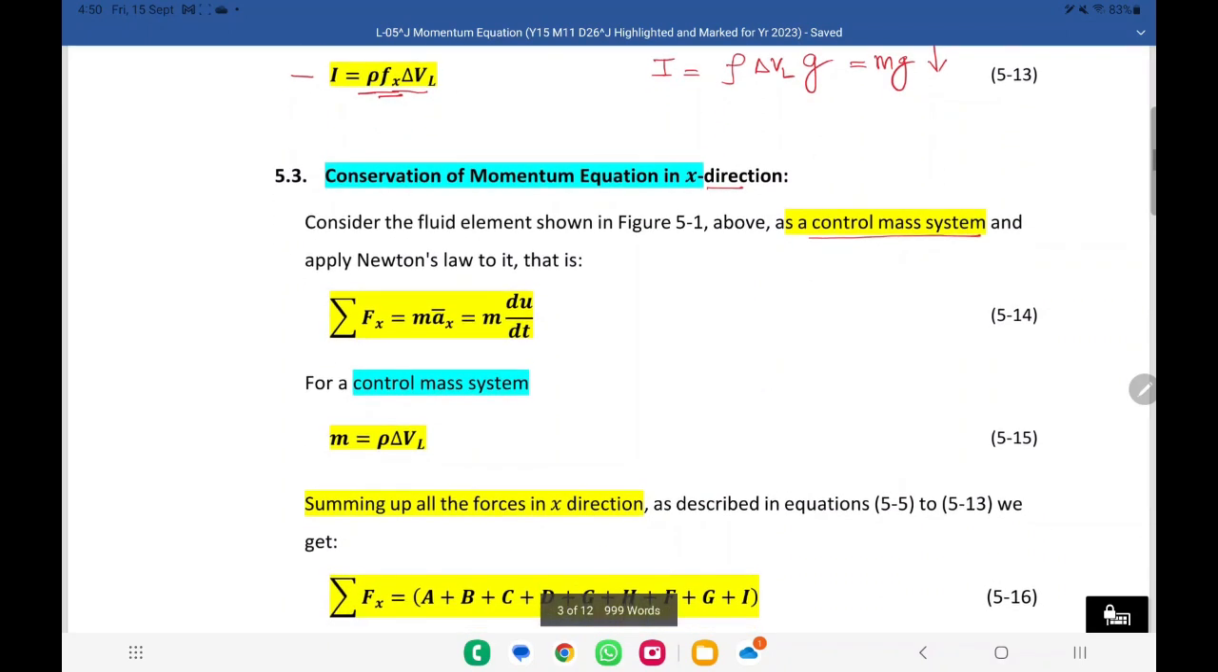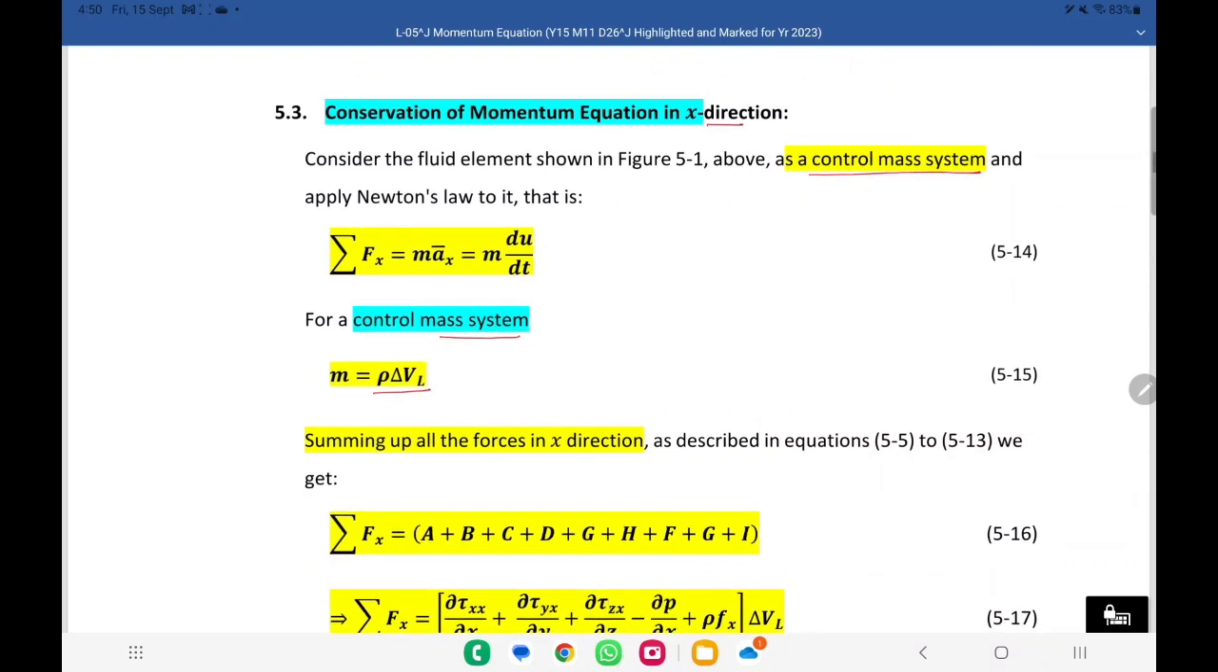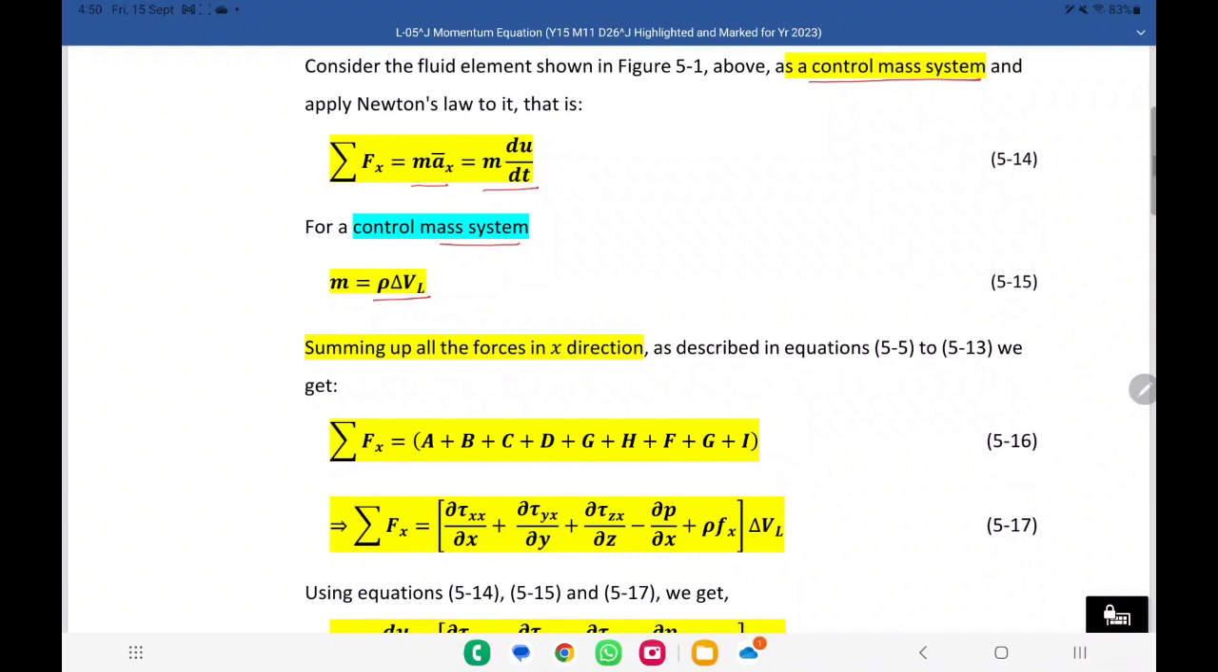Okay, now for a control mass system, you will find that mass will remain constant. So what I can write is, now this equation becomes, because mass is not changing, this becomes m du by dt. So this m du by dt is equal to sigma fx. I have already written here. Now let us find out what is sigma fx.